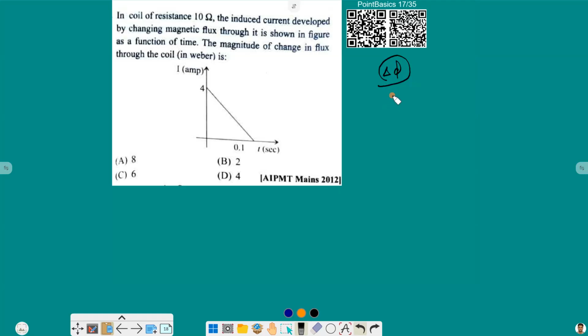Normally when we find change in flux, we calculate the initial flux and the final flux and then find the change in flux. Or we can use flux equal to B dot A. But here we have neither the value of magnetic field nor the area, and we cannot define the initial and final flux. So we have to modify the formula slightly. We know that induced EMF is given by minus d phi by dt, where d phi is the change in flux, which we have to find out.